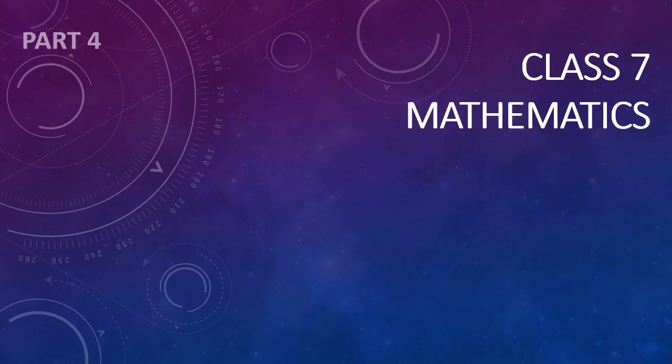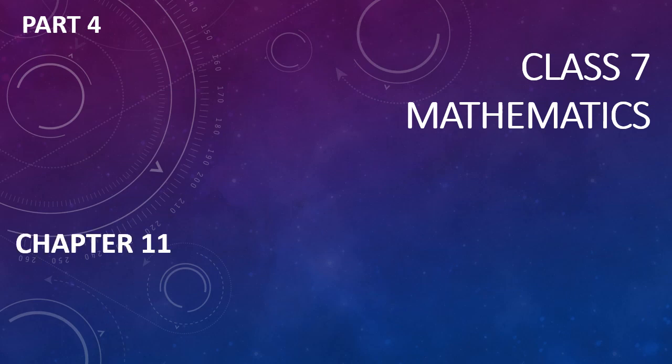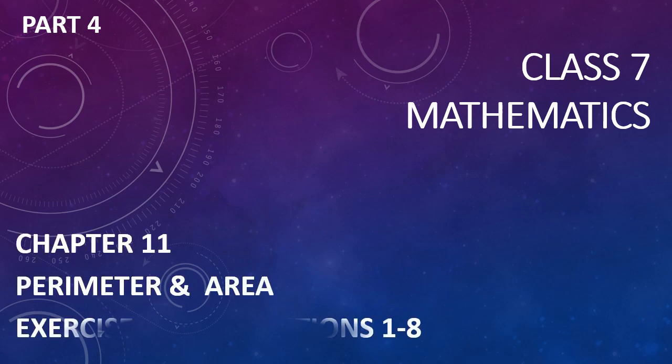Welcome back to Class 7 Mathematics, Chapter 11 Perimeter and Area. Today's topic is Exercise 11.3 Questions 1 to 8. These questions are related to perimeter and area of a circle.